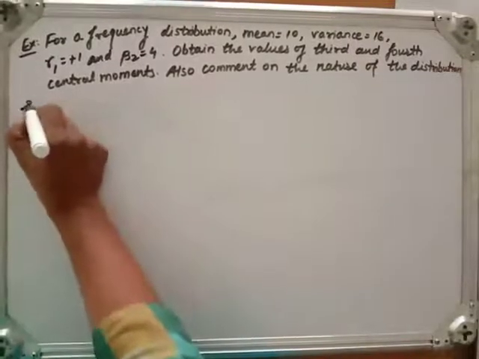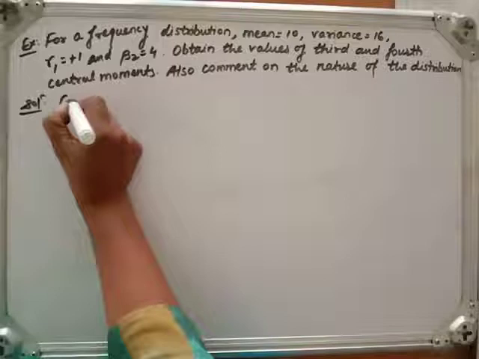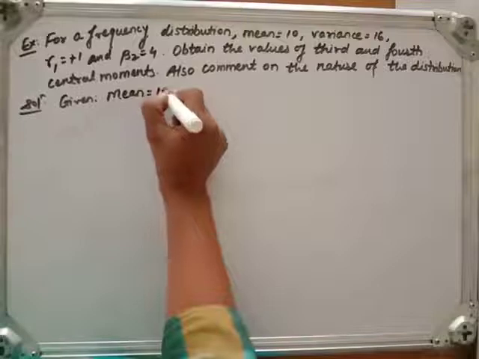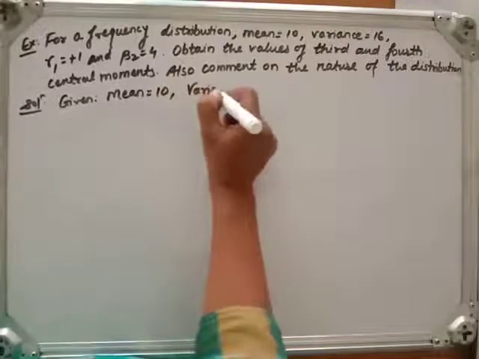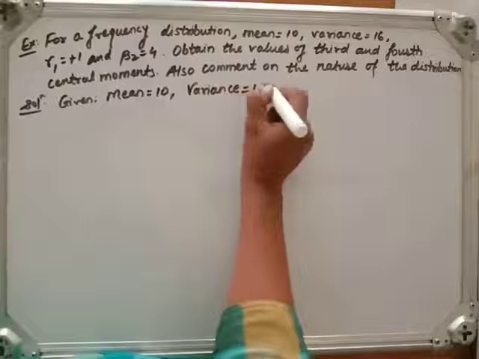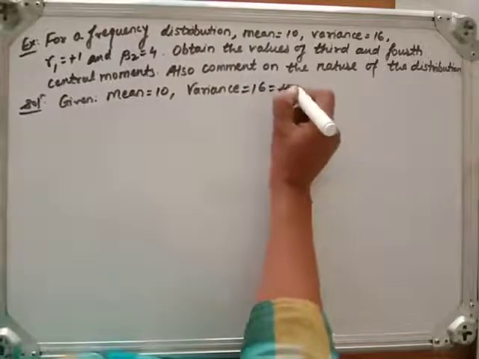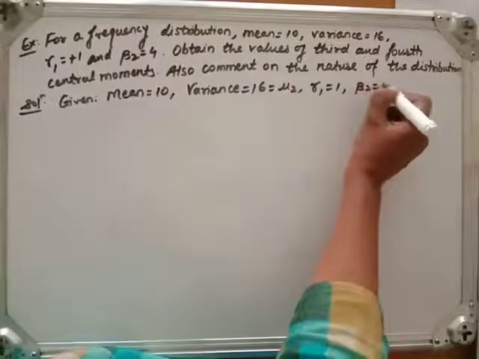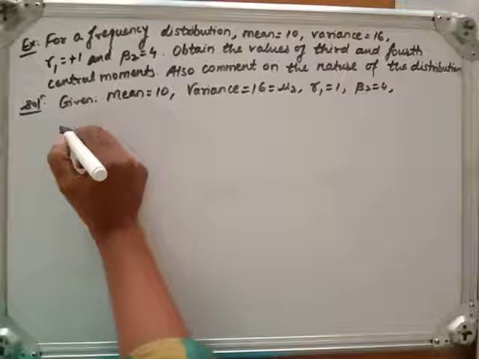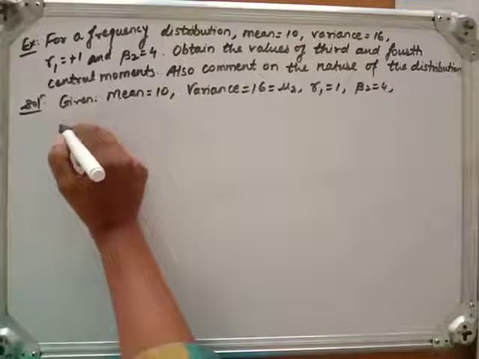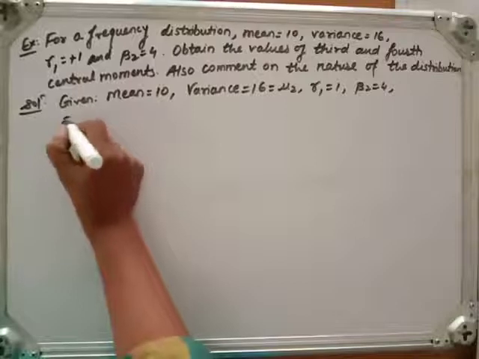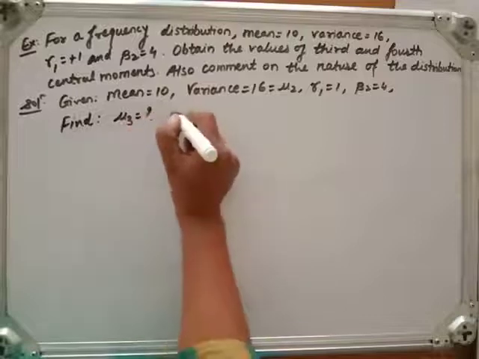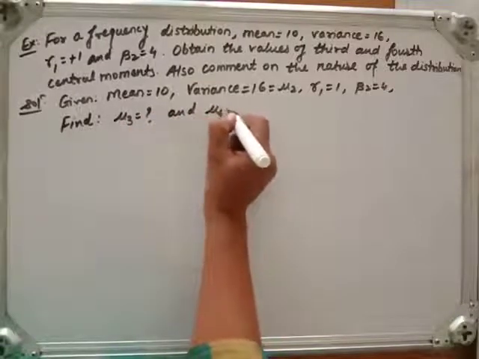Solution. Given mean is 10, variance is 16, that is nothing but mu 2, gamma 1 is 1, beta 2 is 4, and we have to find the third and fourth central moments, mu 3 and mu 4.